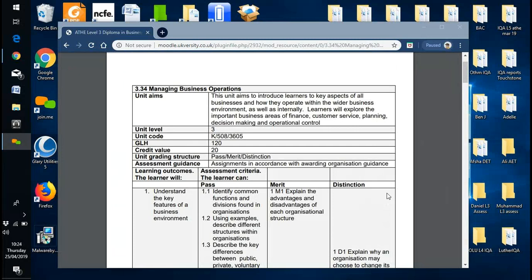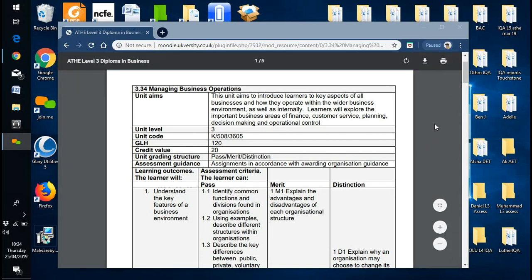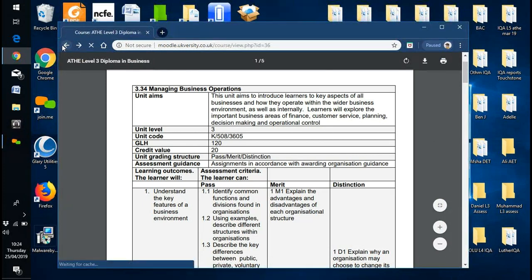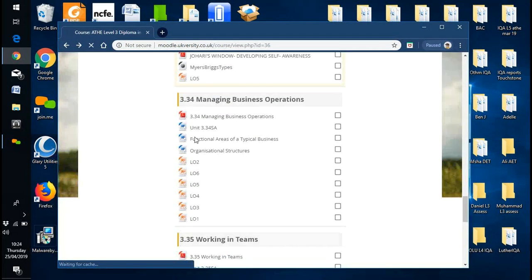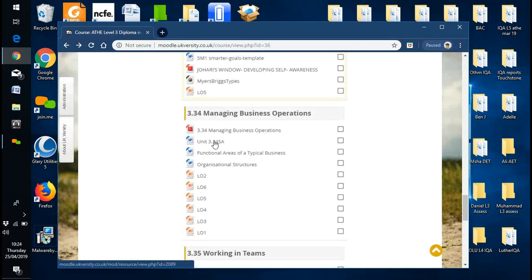It is, of course, done through different sections of an assignment which you'll be given to actually reach that point. So let's go back from there and look at the assignment.